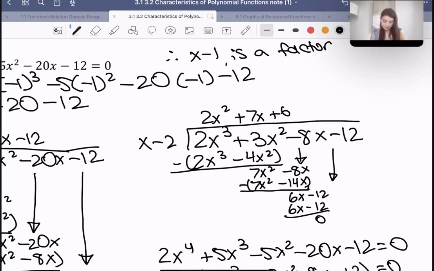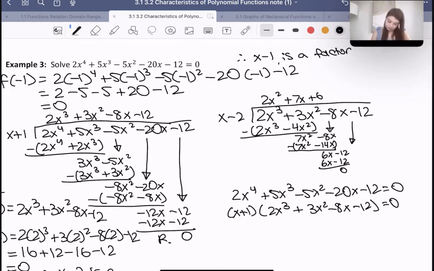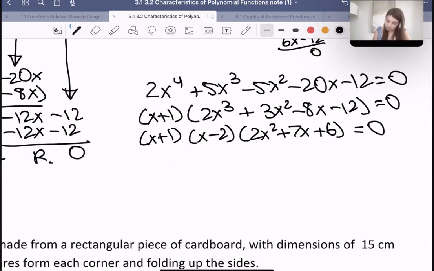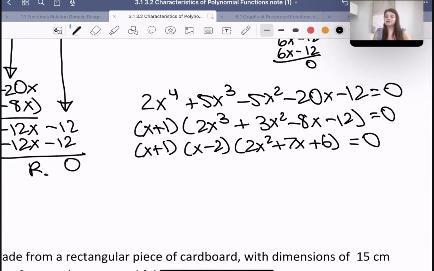So there we go. Now we can do our second step here. We now have x minus 2 times 2x squared plus 7x plus 6 equals 0. And now we just have a quadratic we need to factor. So the question is, can we factor this quadratic further? Well, let's see if we can.